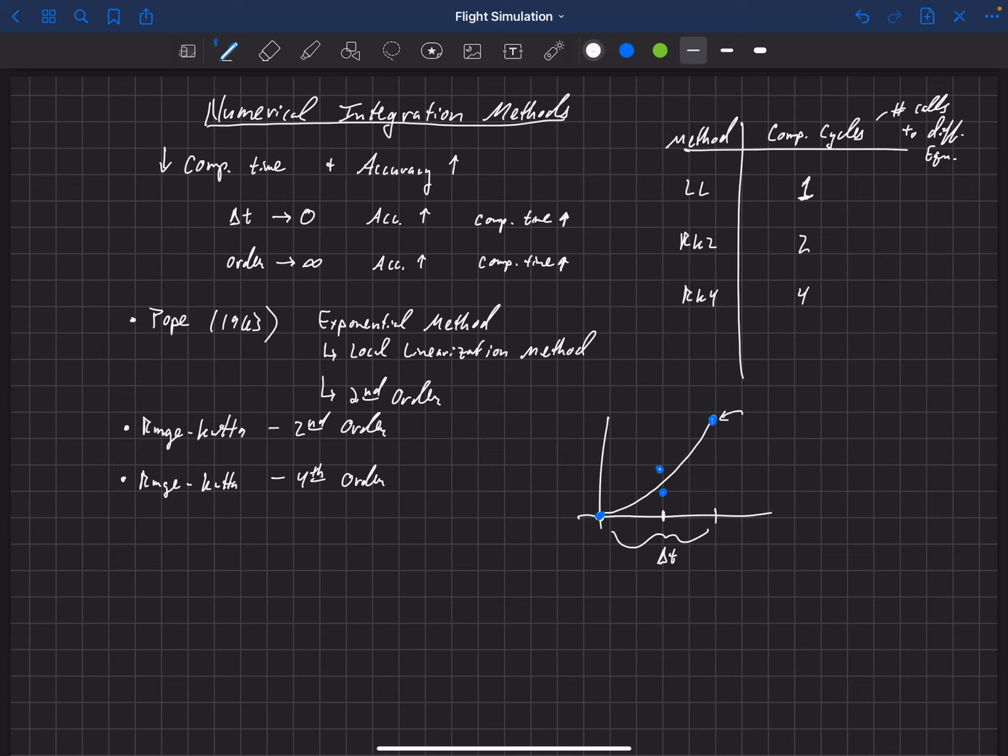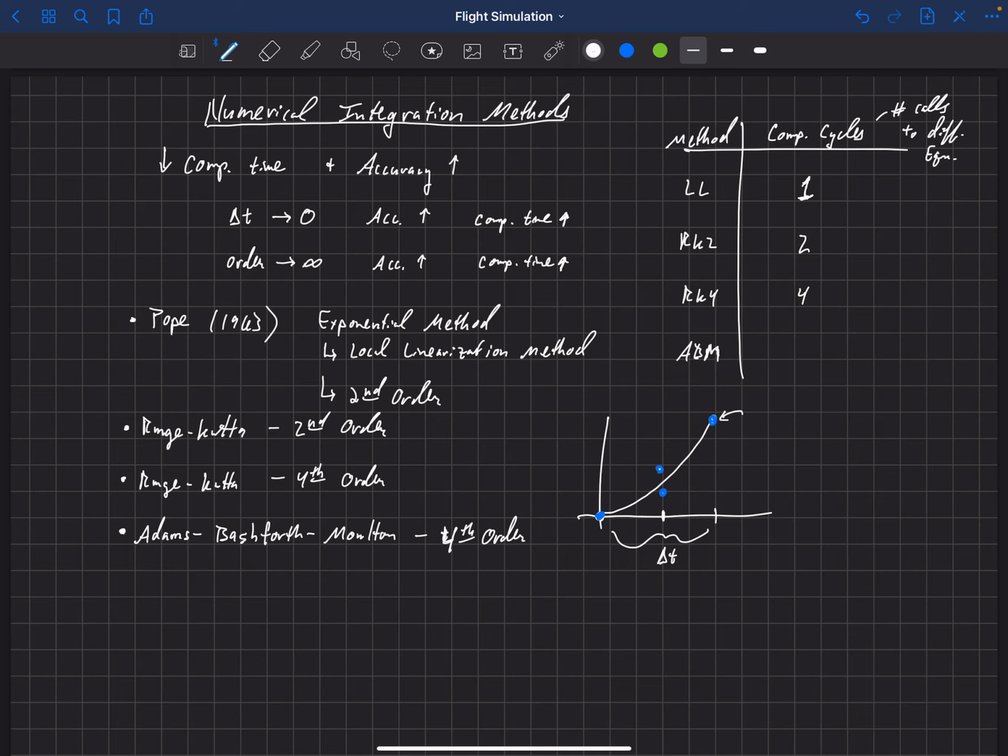Okay, so there was another method called the Adams-Bashforth-Moulton method, and this is also a fourth order method. We're going to call it the ABM method. So, ABM.